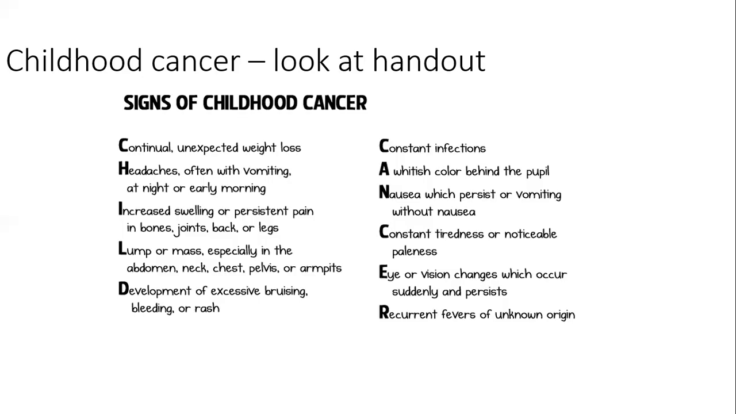If the child has any kind of lumps or masses, especially in the abdomen or the neck, development of excess bruising or bleeding or rash, that's going to be with their platelets. And then with cancer, constant infections, whitish color behind the pupil, constant persistent nausea with or without nausea medicine, constant tiredness or noticeable paleness, their vision may change or suddenly they can't see, or recurrent fevers from an unknown origin. So these are the things that you need to be looking out for in a child with childhood cancer, okay?